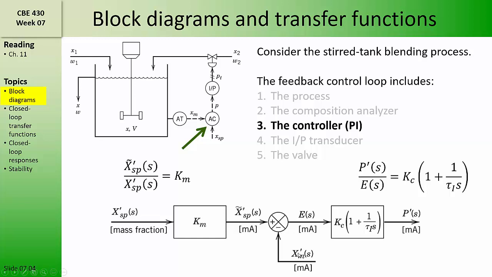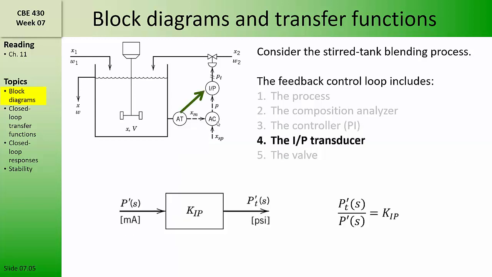Now, since the measured value is on a milliamp scale, we also have to use the same gain that's used for the sensor transmitter to convert our desired composition set point to the same milliamp scale. So this conversion of the set point to the milliamp scale, finding the difference between the set point and the measured value, and computing the controller output are all done inside this controller, represented by this single element in the instrument diagram.